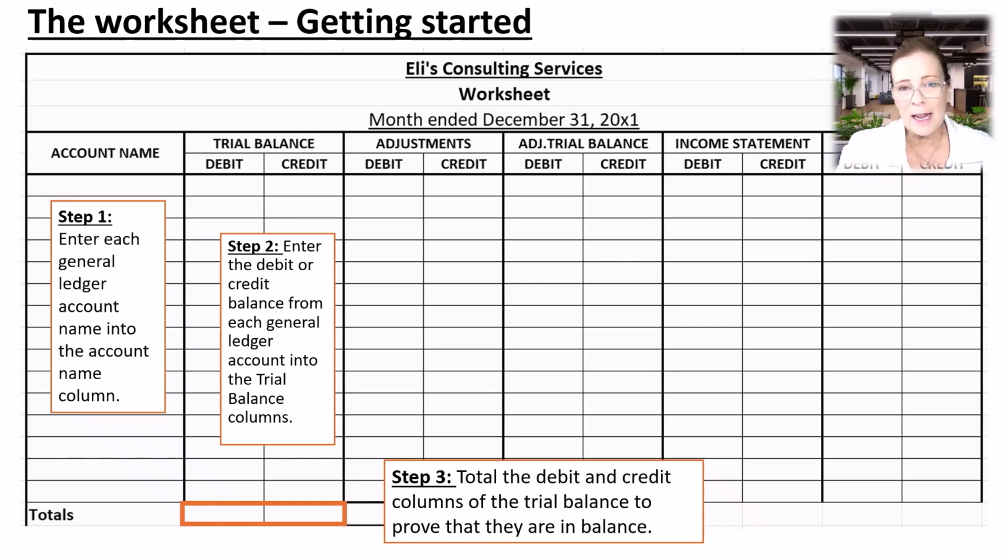Then the accountant tallies up all the amounts in the debit column and credit column of the trial balance section, and if you've done everything correctly, meaning you transferred the amounts correctly, the total debits should equal the total credits. At the end, you place a double rule under each trial balance column to show that the work in that column is complete. And we'll do that now for Eli's Consulting.